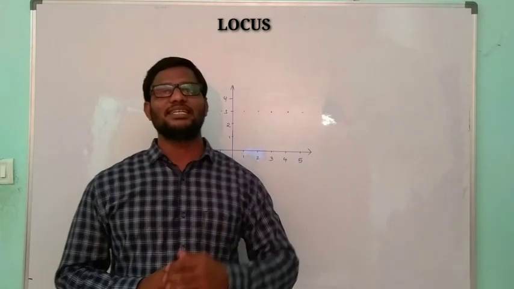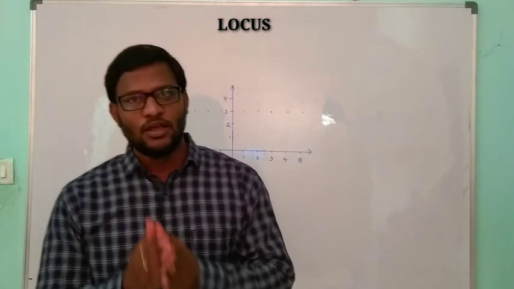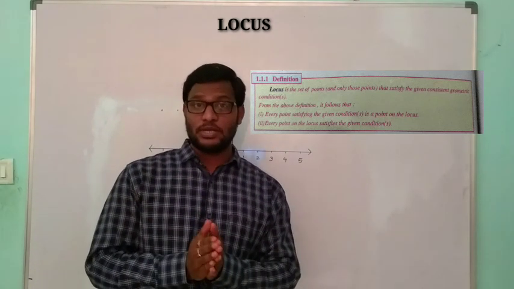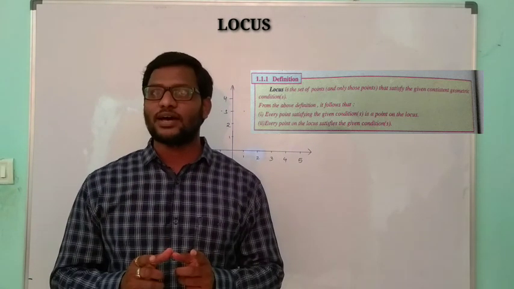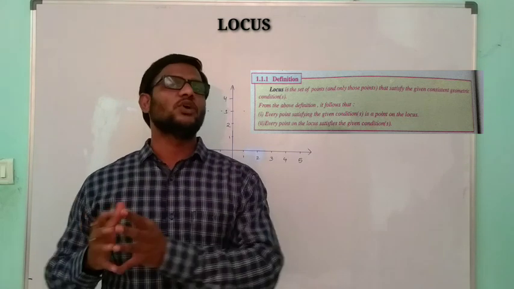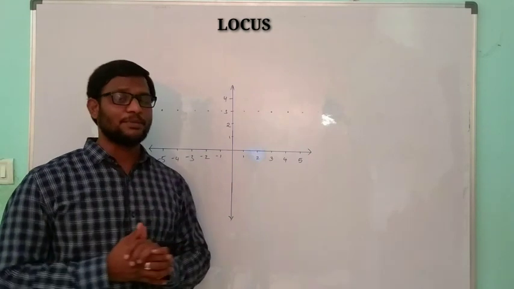First, what is the definition? What is locus? Simple. Locus is a set of points that satisfy consistent geometrical conditions. What does it mean? Take one example.